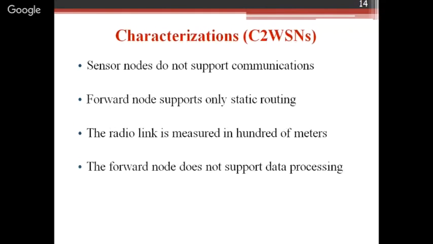And this is the second characterization of wireless sensor networks, where sensor nodes are not supporting communications. They are not even going for static routing. Range is pretty less in this case, hundreds of meters, and forward nodes are not supporting any data processing. So these are the two categories in which the entire applications of WSN have been placed.